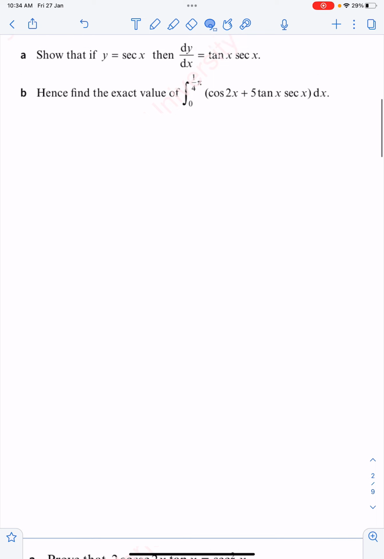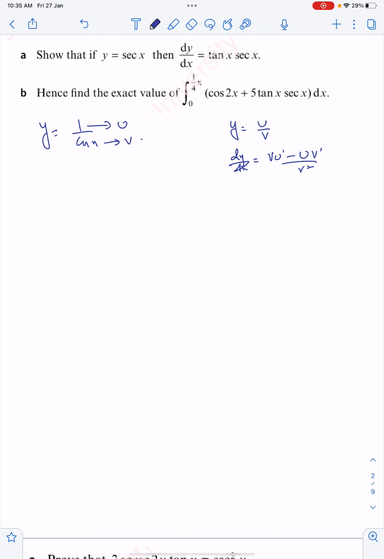The first question here: show that if y equals sec x, then dy by dx equals tan x sec x. Sec x can also be written as 1 upon cos x. If I apply the quotient rule for differentiation, that means if y equals u upon v, then dy by dx equals (v u dash minus u v dash) upon v square. In this question, u is 1 and v is cos x.